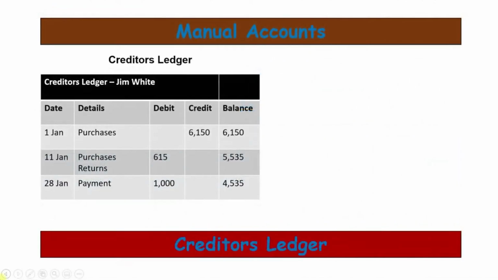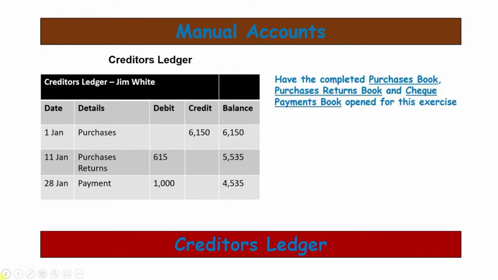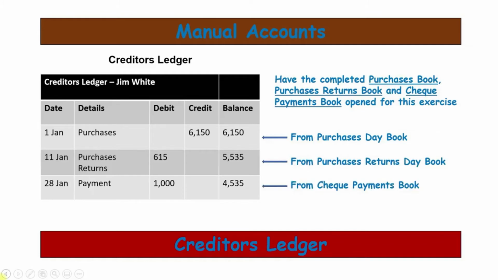Finally, we will complete the creditors ledgers, one for each supplier. The example shown is for the supplier Jim White. Make sure to have the completed purchases book, purchases returns book and check payments book open for this exercise. For each individual supplier, extract the purchases returns and supplier payments from the relevant day books and enter them in date order. Remember, the invoices go in the credit column of the creditors ledger and all other items go in the debit column.